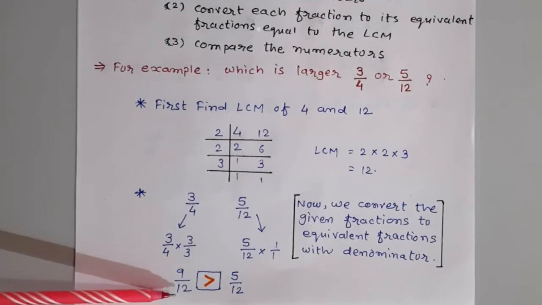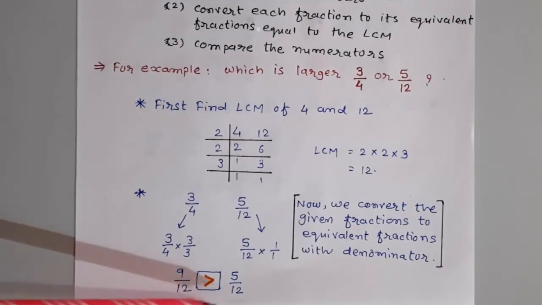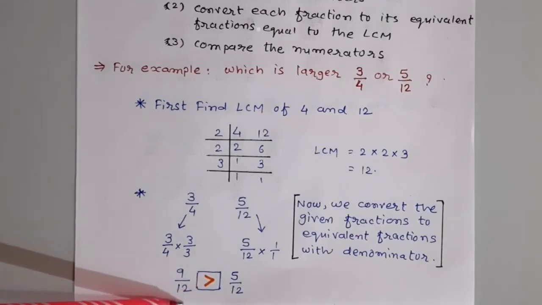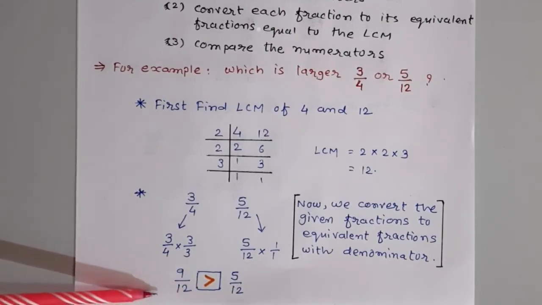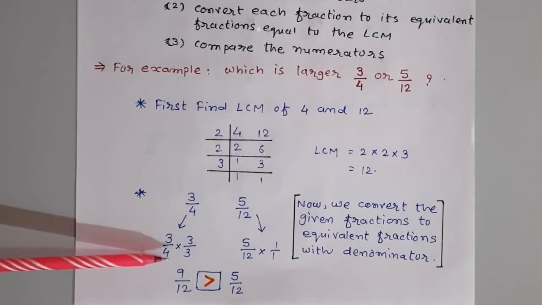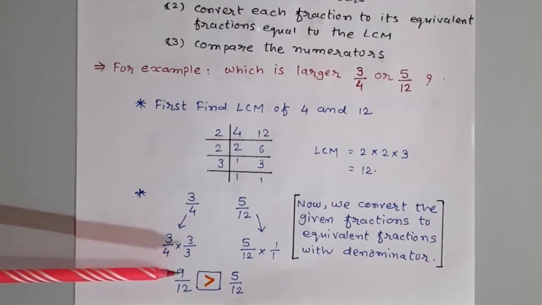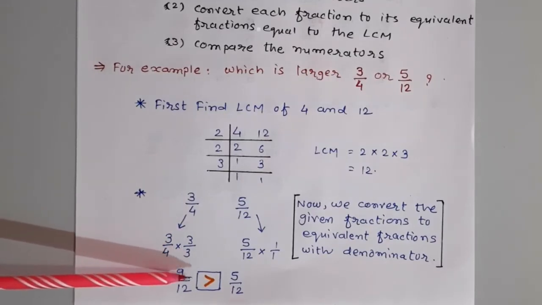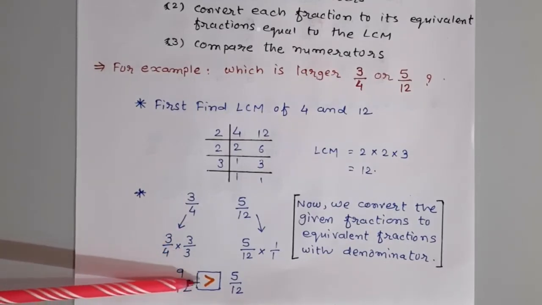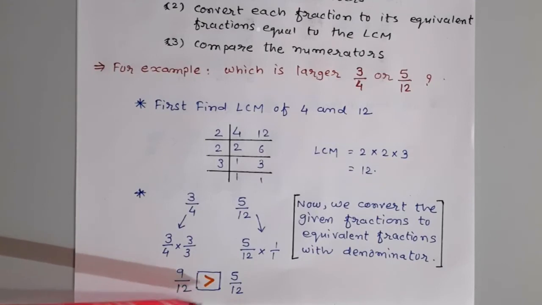Now you can see that both fractions have the same denominator, so it is easy to compare both by their numerators. 9 and 5, we know that 9 is greater than 5, so we have to put the greater than sign between both numbers.